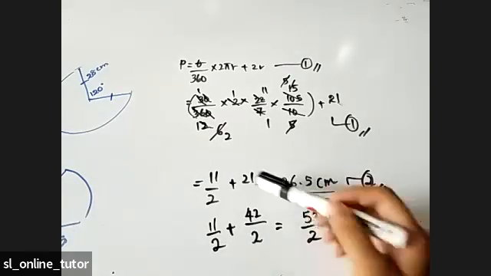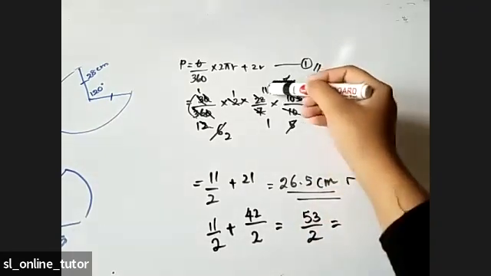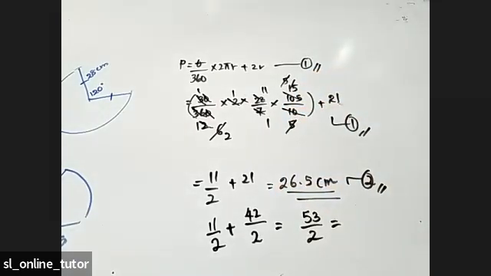Right? So you can't take 21 upon 2 because 21 is a separate part. Right? You have to take 11 upon 2. Can you understand?